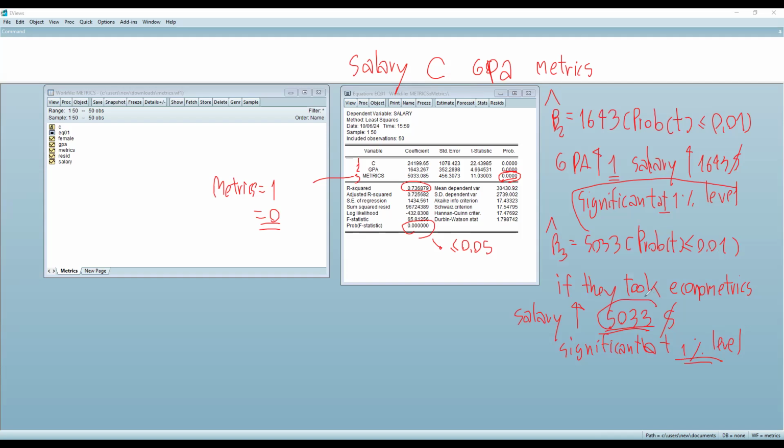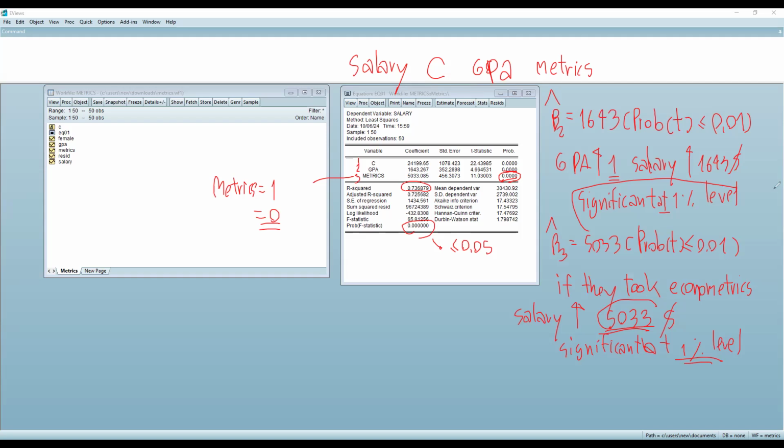I use the words from the slide, which say metrics equals one if the student took econometrics. So this means if you learn econometrics, your salary will become higher, significantly at the 1% level. So you have to go tell your boss, you must increase our salary right now, because this model said so.